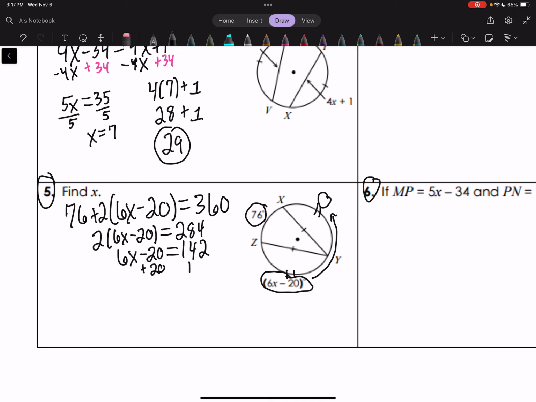Going to add 20. 6x is going to be equal to 162. X is going to be equal to 27. I was not asked to find the degree of the arc ZY or XY. It just says find x. Therefore, this is my final answer. The step I did not write, I divided by 2 here.